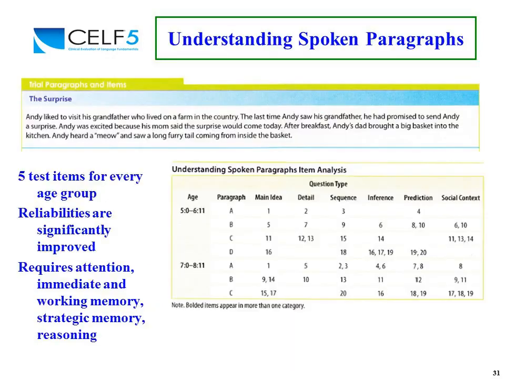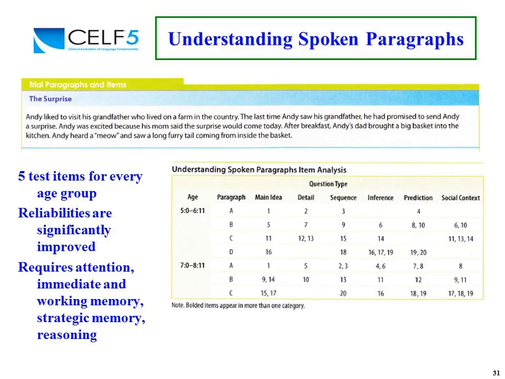And so let's look at the next test that has a memory component. Understanding spoken paragraphs. And basically, I have found, and I have known that for many, many years, that the understanding spoken paragraph tends to capture students with attention deficit disorders, ADD, ADHD. In that test, the paragraph, there are 5 test items for every group, and these tests look at recalling main ideas, details, sequence, making inferences, predictions, and knowing about the social context.